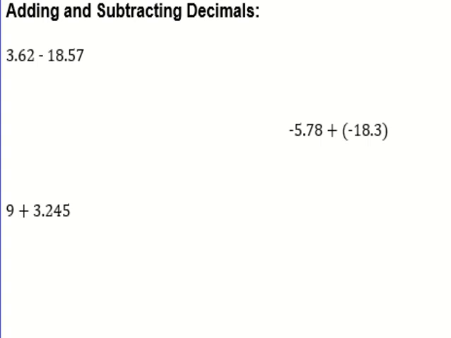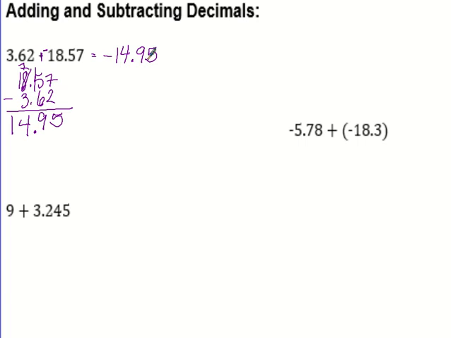So this first one is 3 and 6200ths, take away 18 and 5700ths. I would add the opposite. They're opposite signs, so I'm going to go 18 and 5700ths, take away 3 and 6200ths. So 5, 9, 4, 1, bring down the decimal. This has a larger absolute value, so my final answer should be negative 14 and 9500ths. Those were not the same sign.